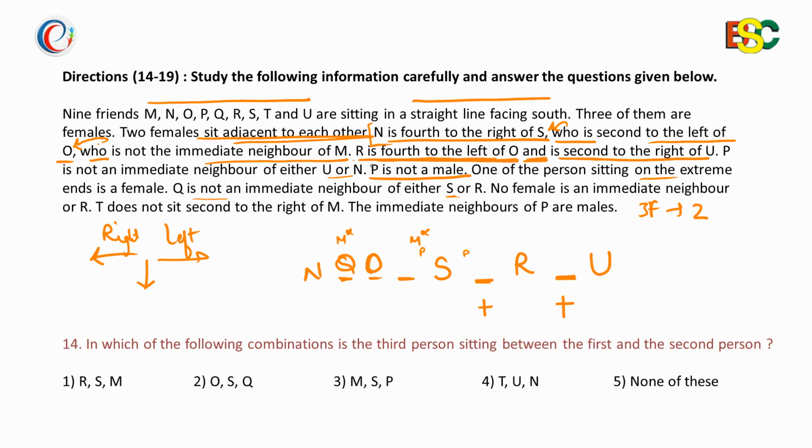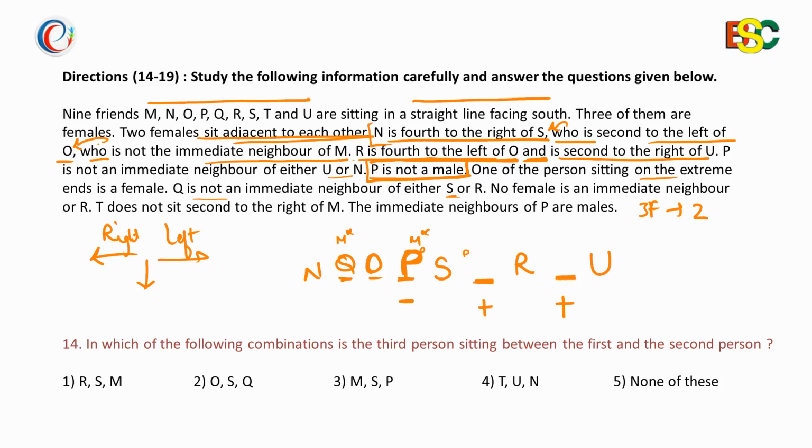Now earlier we read one sentence which says P is not a male, and P has to sit in one of these two places. He has to sit either here or here, and here a male has to sit, but P is not a male, so definitely P has to sit here, and P is a female. That's why I'm writing a minus sign under P.